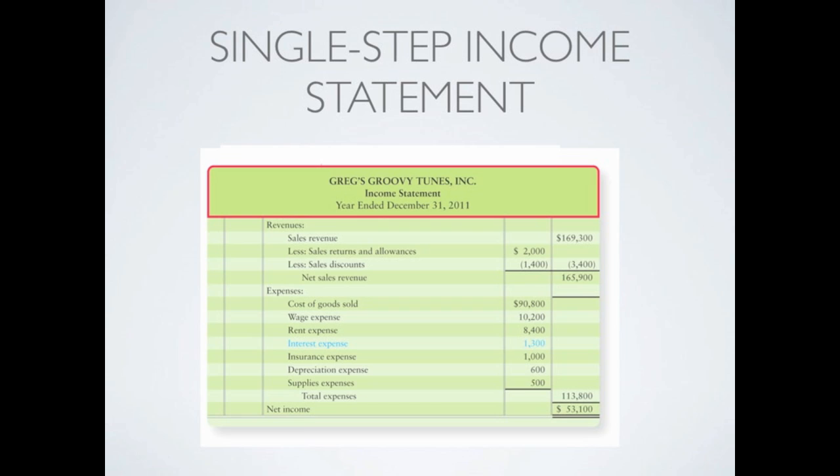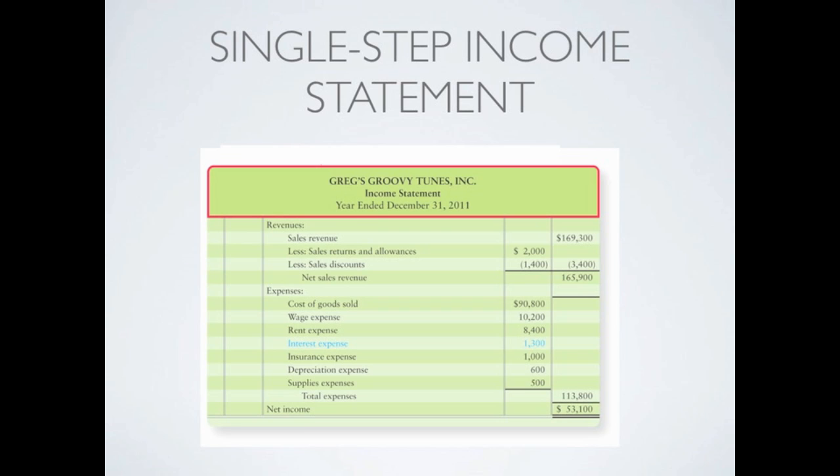Now notice in the revenues section, they're also including those contra revenues. Because they are revenues, they're just contra revenues, meaning they effectively reduce our net sales revenue. And then from net sales revenue, we'll subtract our total expenses to get net income.